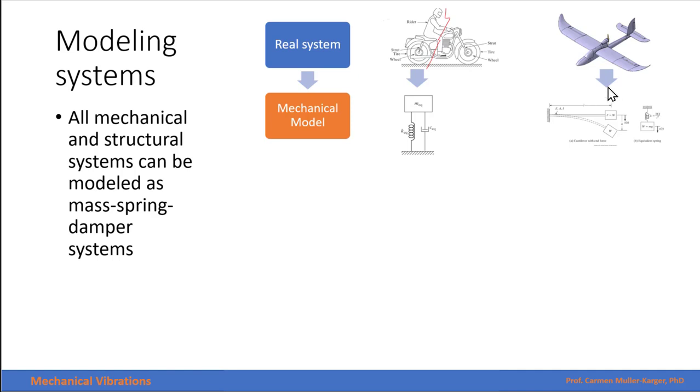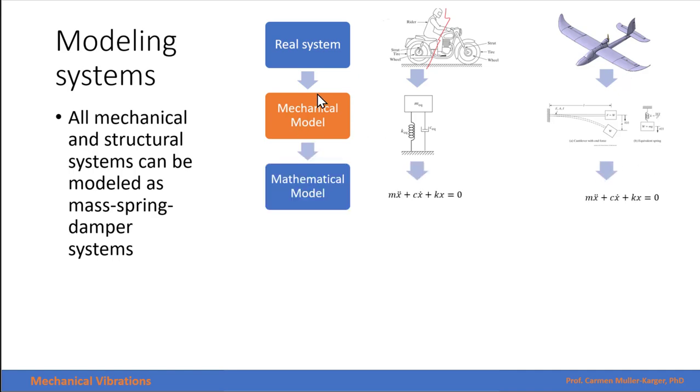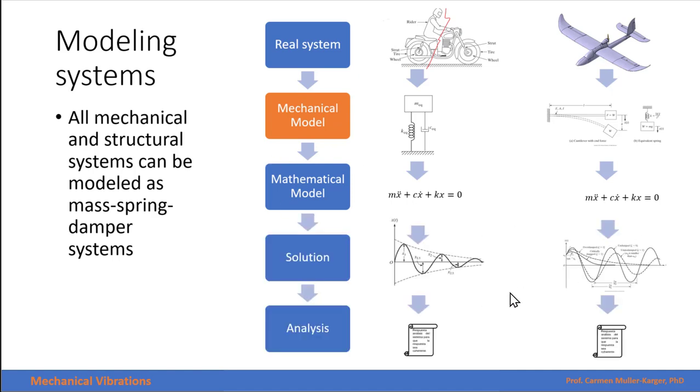So we will be finding the equivalent constant of the springs that represent our real system. In this case, we have the suspension and the mass of this motorcycle with the person on it, and in this case we have the wing of an airplane modeled as a cantilever beam with a mass at the end. That mass could contain the mass of the wing and, for example, the mass of engines attached to the wing. After we have a mechanical model, we can build a mathematical model, get a solution, and do the analysis.